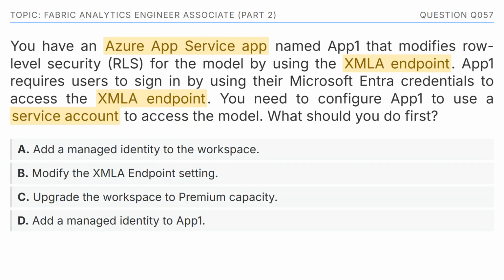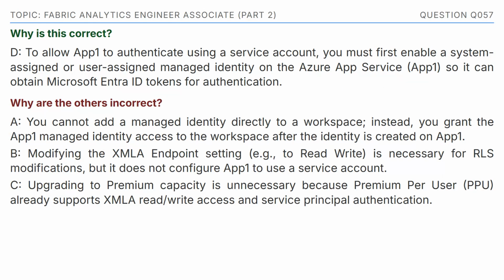To arrive at the correct answer, we focus on the keywords: Azure App Service app, service account, XMLA endpoint, premium per user, PPU. The correct answer is option D, add a managed identity to App1. Why is this correct? D.